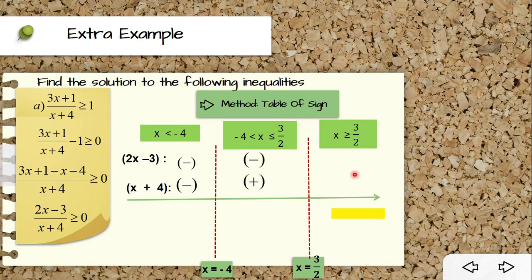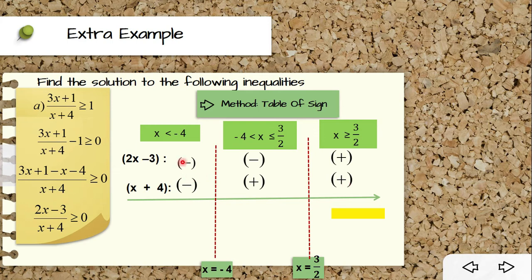Next we go to the third part. On the right hand side, we have the interval x more than or equal to 3/2. We can substitute any value, but better to substitute a whole number, for example x = 5. Substituting into the first factor, 2 times 5 minus 3, the sign is of course positive, right? When you substitute 5 into the second factor, 5 + 4 gives 9, so positive also.